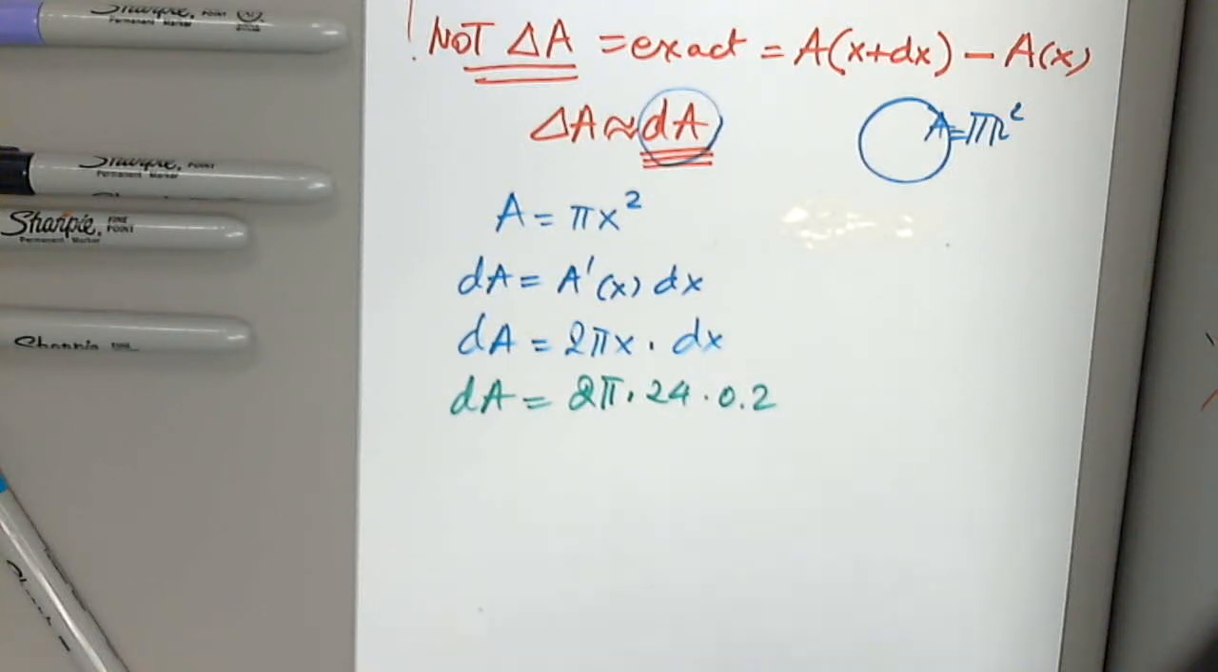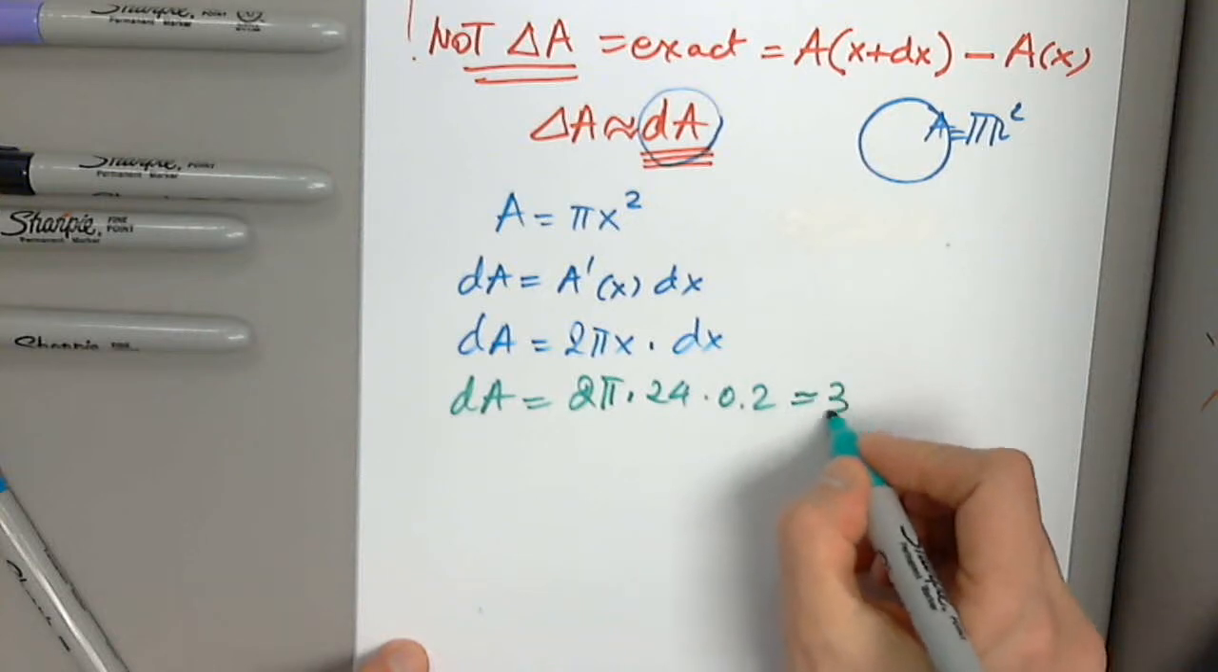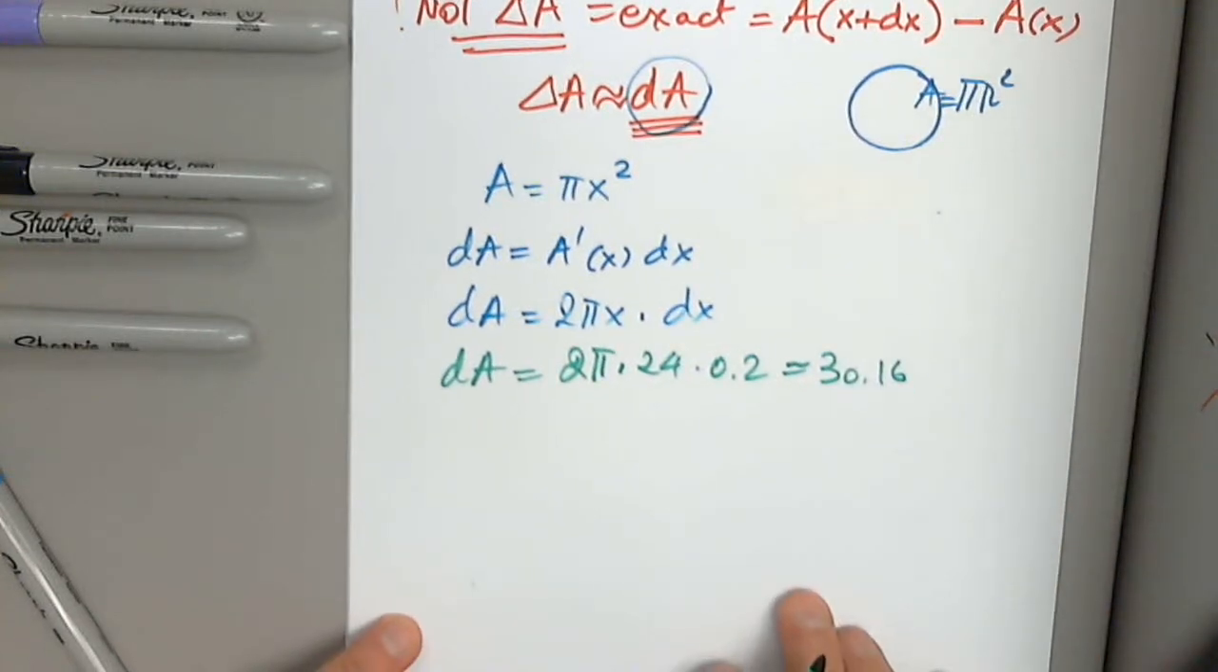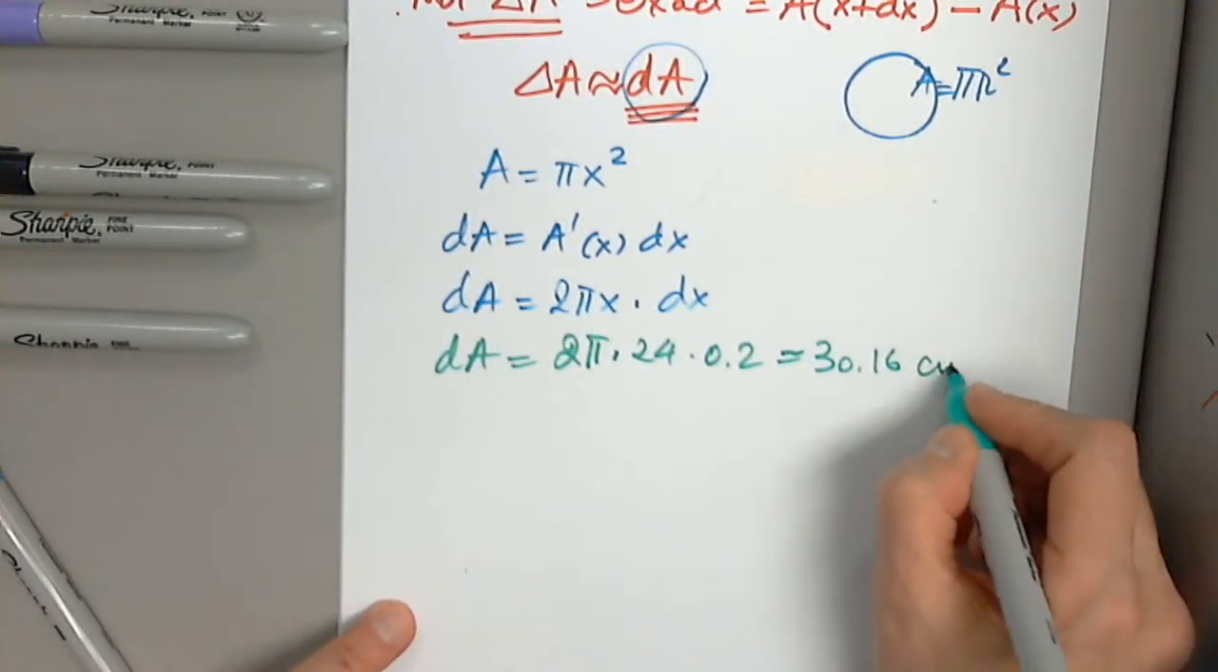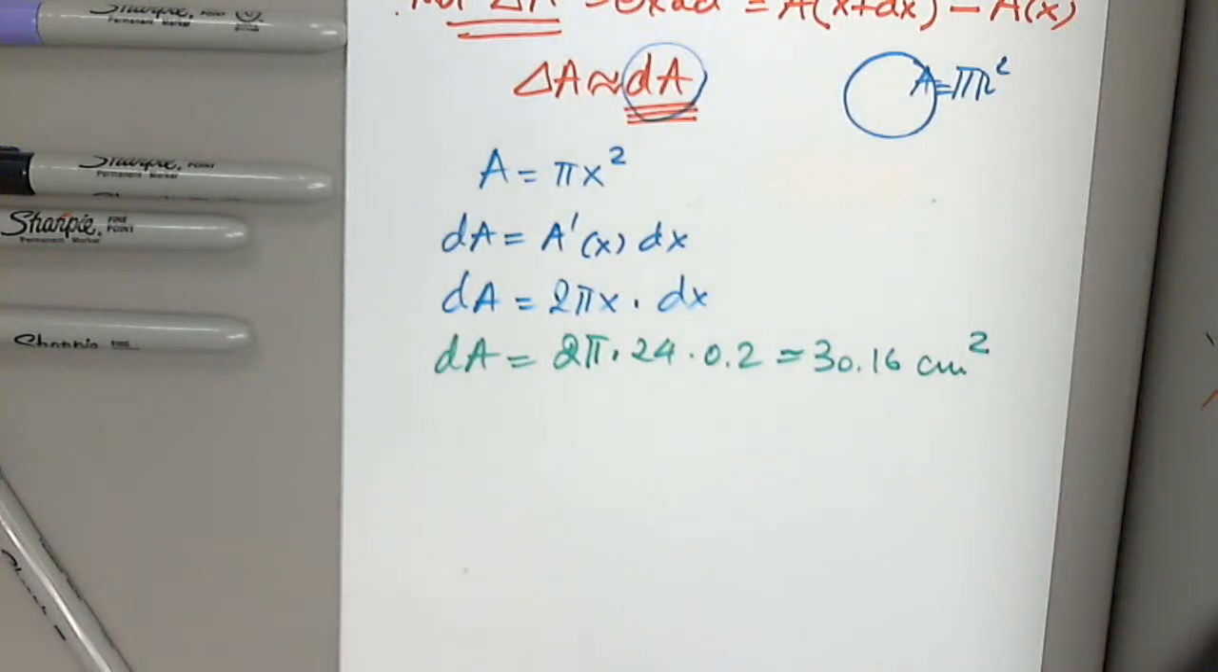One more time, use differentials to estimate the maximum error in the calculated area of the disk. So what do I get? So 2 times 24 is 48, multiplied by pi, and multiplied by 0.2. Measurement unit, please. 30.16. Say it again. Indeed, is the error in the measurement of the area. Perfect.